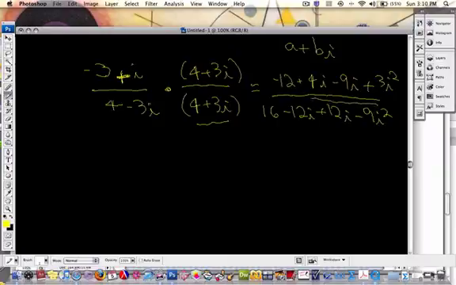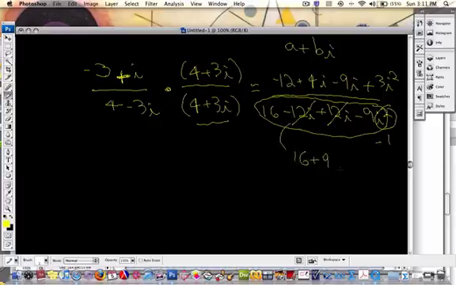And then if you look at the denominator, because we multiplied by that conjugate, the middle terms are going to cancel. And they'll always cancel when you multiply by the conjugate. So now we have 16 minus 9i squared, and the i squared is equal to negative 1. So the denominator here is really just 16 plus 9, or 25.